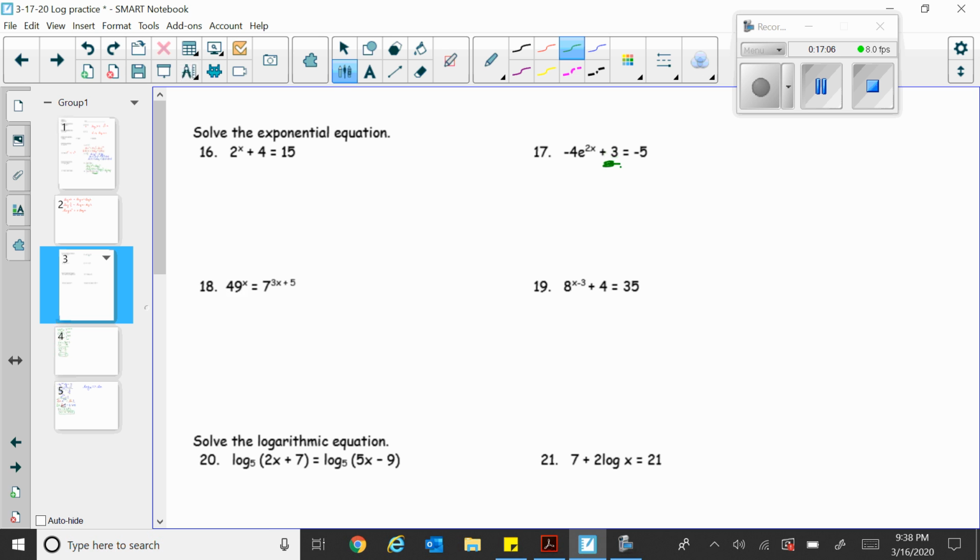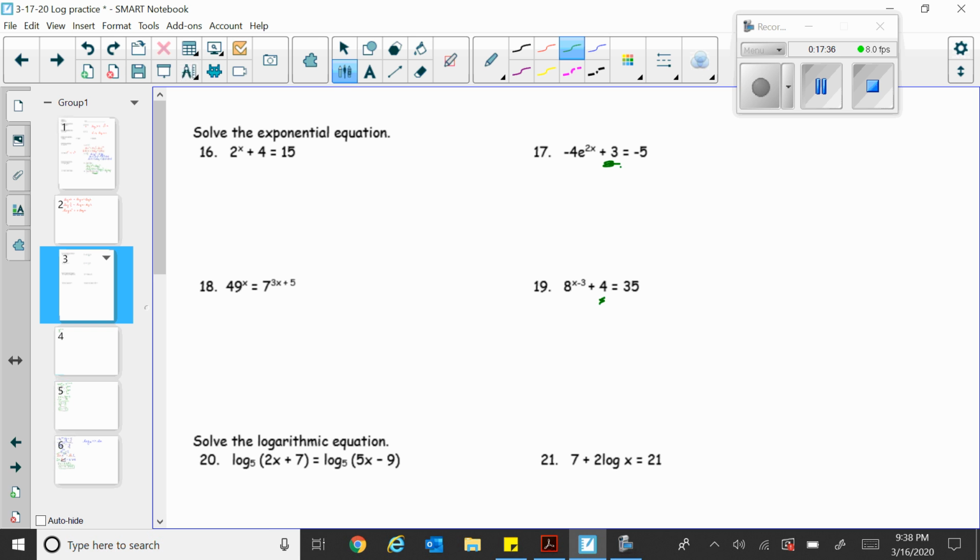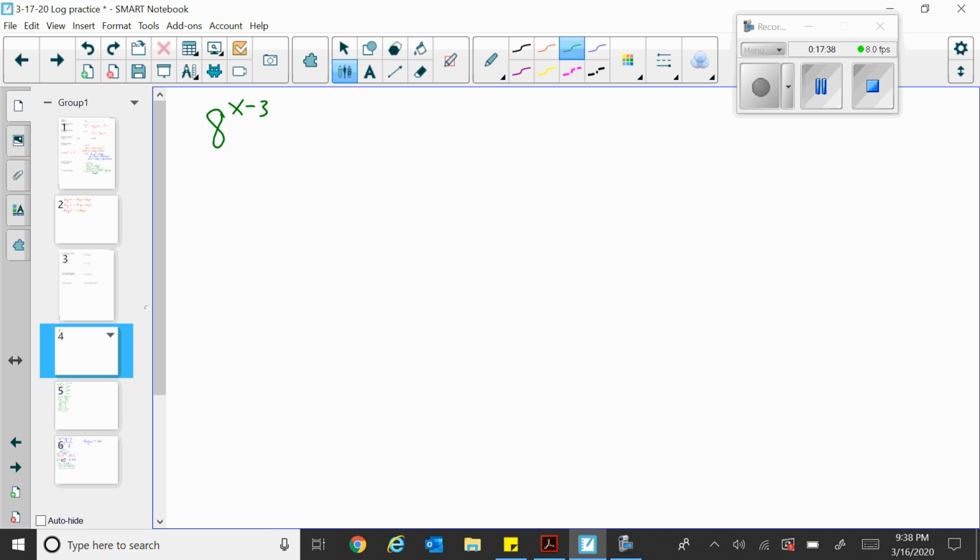Number 19, I guess we could do that one together. I don't want to do them all together because then you won't have a lot of practice. But maybe you could listen to me do it and then try to do it yourself without my guidance. First of all, for 19, it's 8 to the x minus 3 power, plus 4, equals 35.